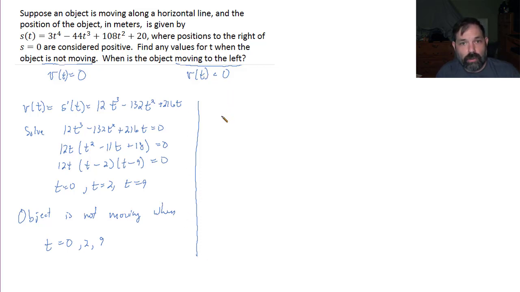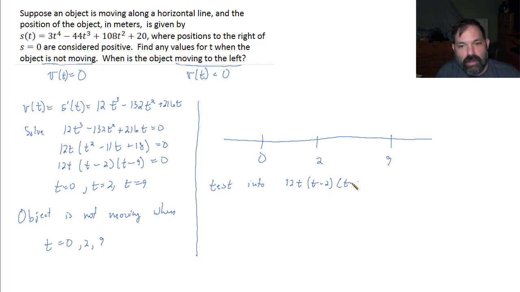Now, when is the object moving to the left? Again, we want the velocity to be negative. We have the velocity function, and in fact, we have a factored form. Let's test on our number line. Here's our number line. Here's 0, here's 2, and here's 9. When is it moving to the left? We want the velocity to be negative. So let's test. I'm going to test into the form 12t times t minus 2 times t minus 9, which is a form of the velocity function, right? It's just the factored form. So let's test, how about negative 1?